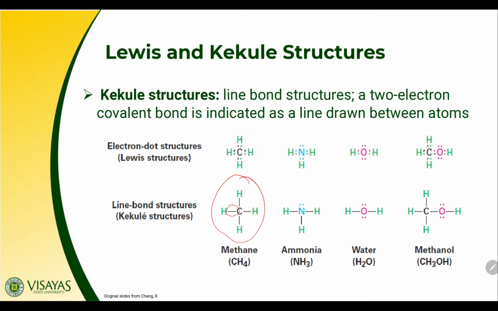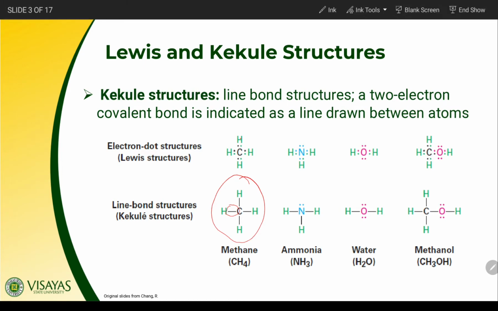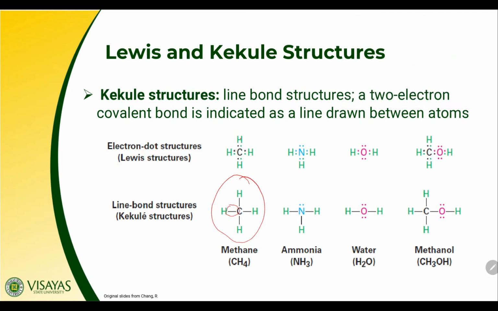So for these electrons here, we have 2 electrons shared between carbon and hydrogen, one from carbon and one from hydrogen. These 2 electrons become a line in our Kekulé structure. For these 2 electrons, a line is drawn between them to form this line here in the Kekulé structure. And for this pair of electrons, we have our single line here. So a 2 electron covalent bond is indicated as a line drawn between atoms.